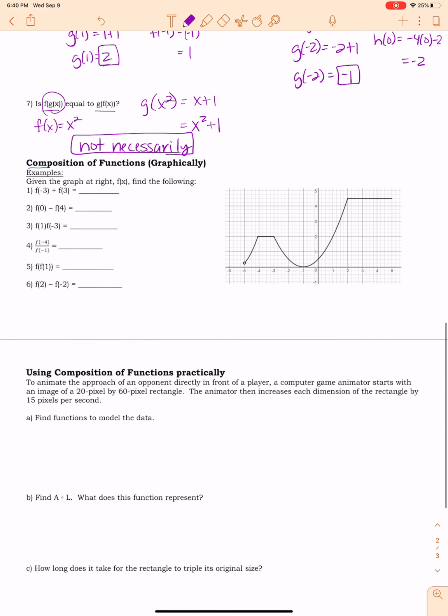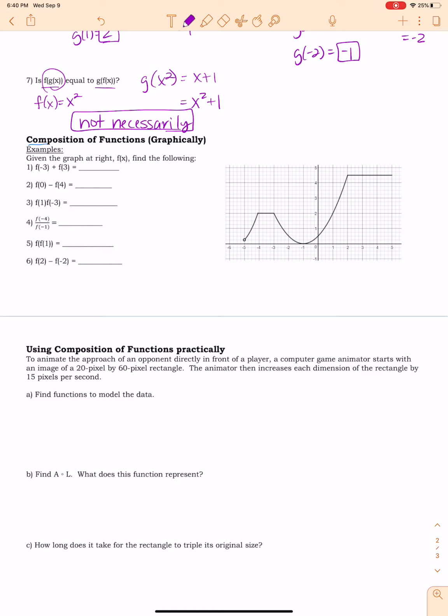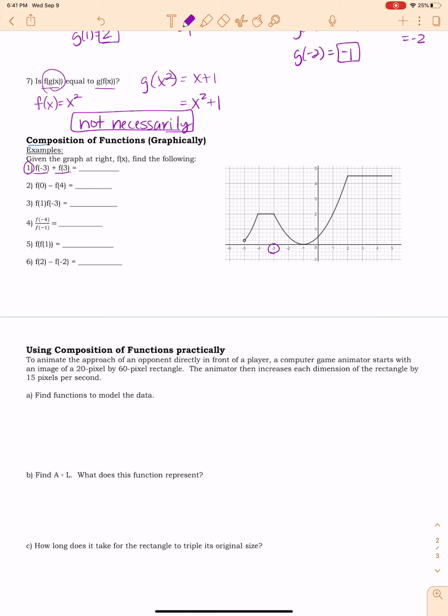All right. When we look at composition of functions graphically, these are actually a little bit easier in my opinion. So let's see how you feel about that. All right, so number 1 says to find f of negative 3 plus f of 3. So I'm going to look at f of negative 3. In other words, I want to know what y is when x is negative 3. Okay, well at negative 3, here's x equals negative 3 right here. At that point on our graph, y is 2. Okay, so f of 3, I go over to 3, and at that point, y is 4.5. So 2 plus 4.5 is 6.5.